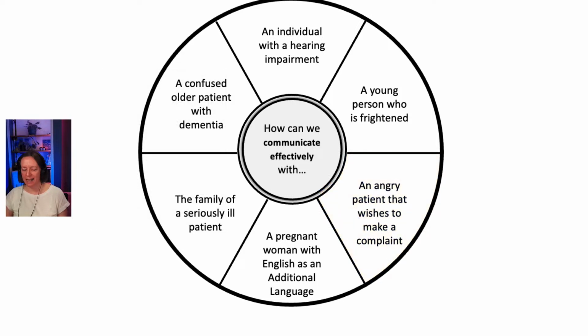Okay, let's spin again. How can we communicate effectively with a confused older patient with dementia? So anything you can think about that would be effective communication with someone that is confused, is older and has dementia. Remember, dementia is a condition that is commonly associated with ageing. It can cause forgetfulness, it can cause changes in behaviour, it can cause anxiety, depression, and so on. So let's give you a 30-second timer. Off you go.